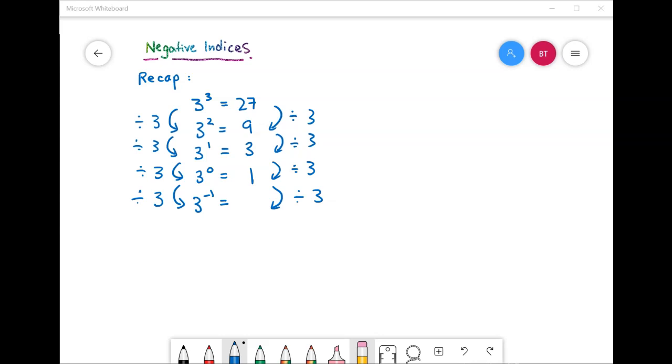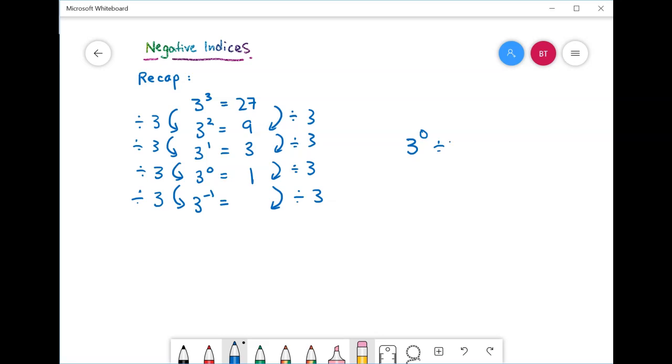So applying that process a little bit further is going to help us to see what is the value of 3 to the power of negative 1 and so on. So I'm going to divide 3 to the power of 0 by 3 to get 3 to the power of negative 1. So whenever we have negative numbers, let's take one more step to try to convince ourselves this works.